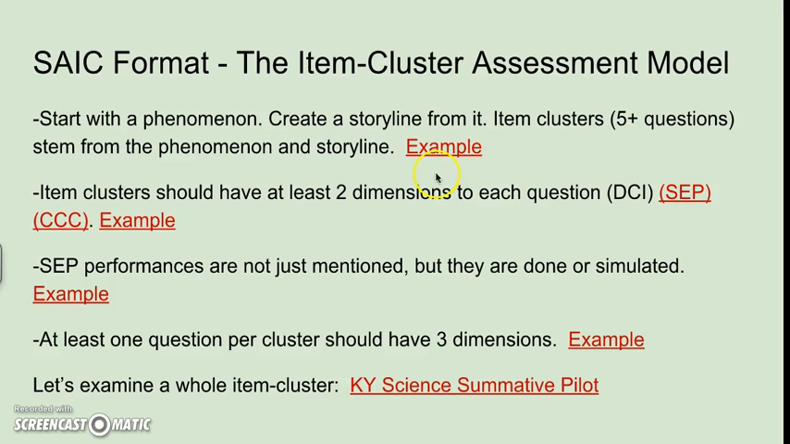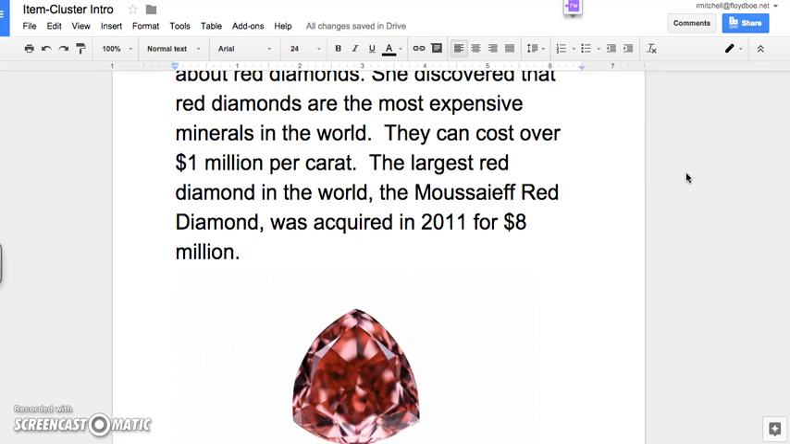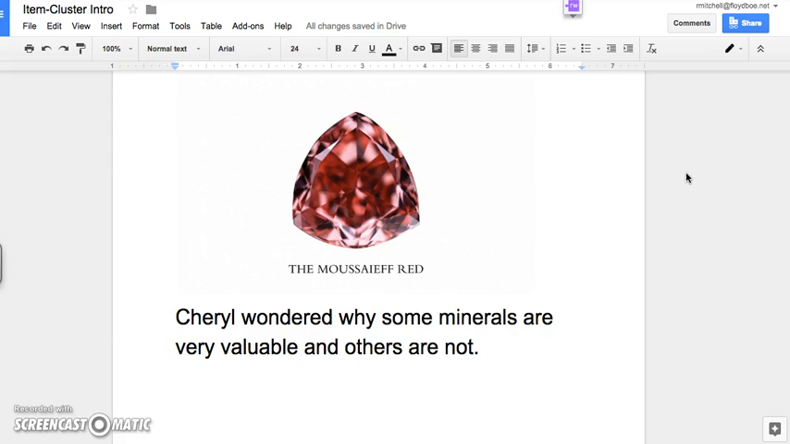Let me show an example of what the phenomena and storyline could look like. I'll read it for you. While researching minerals, Cheryl learned about red diamonds. She discovered that red diamonds are the most expensive minerals in the world. They can cost over $1 million per carat. The largest red diamond in the world, the Massif red diamond, was acquired in 2011 for $8 million. Cheryl wondered why some minerals are very valuable and others are not.